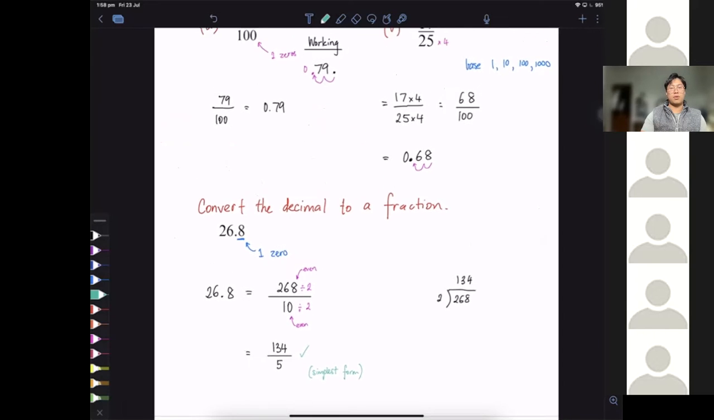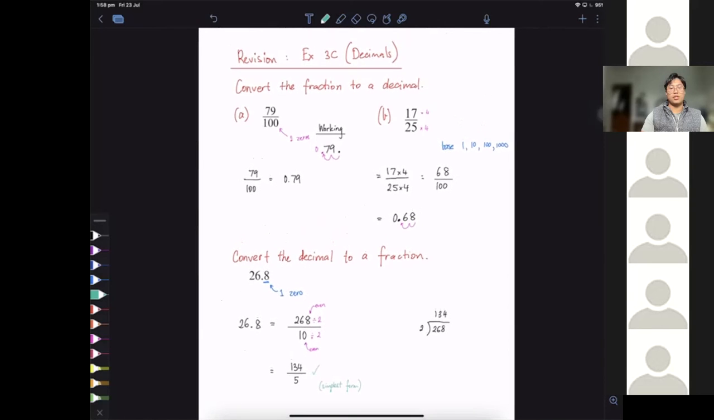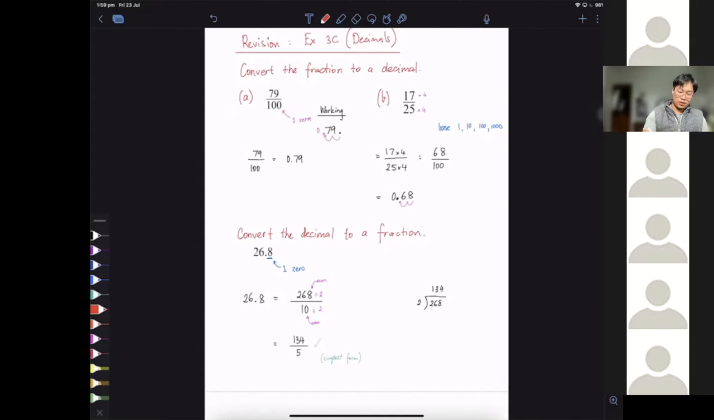So I'll give you a quick moment to write that down, and we're going to move on to Exercise 3D, operations with decimals, sorry. So if you can set that up, for those who have already done it, write the title. I want you to write the title at the top of your page, yeah? Exercise 3D, operations with decimals.